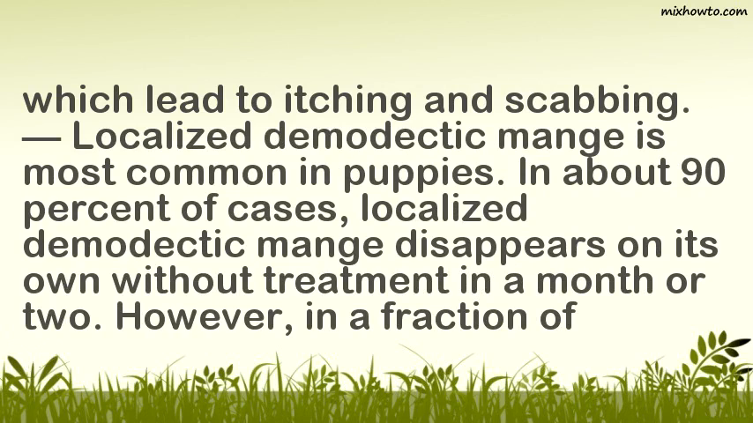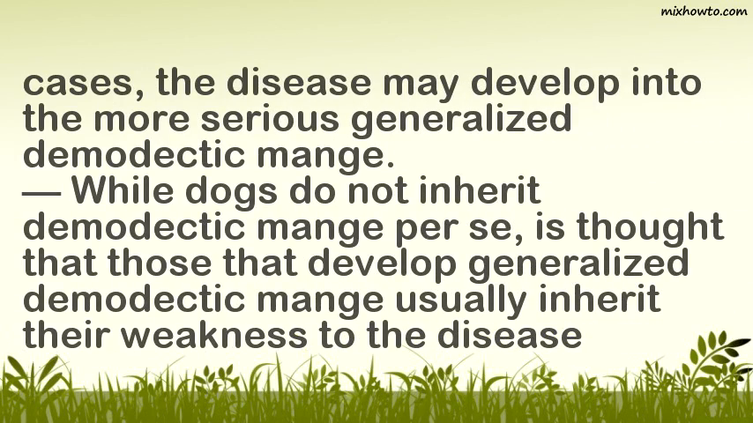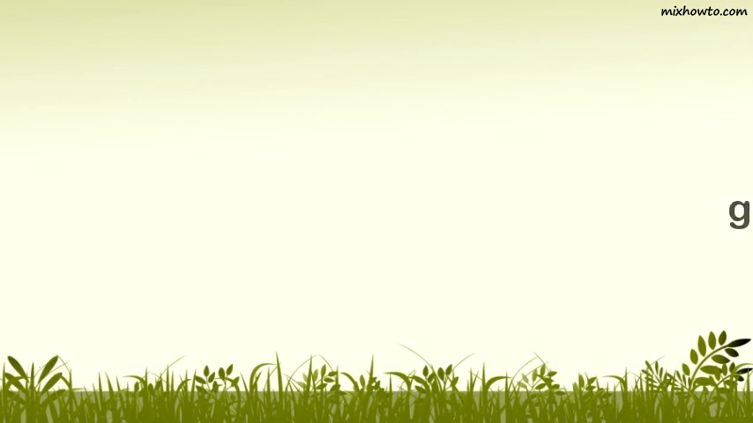Localized demodectic mange is most common in puppies. In about 90% of cases, localized demodectic mange disappears on its own without treatment in a month or two. However, in a fraction of cases, the disease may develop into the more serious generalized demodectic mange. While dogs do not inherit demodectic mange per se, it is thought that those that develop generalized demodectic mange usually inherit their weakness to the disease genetically.